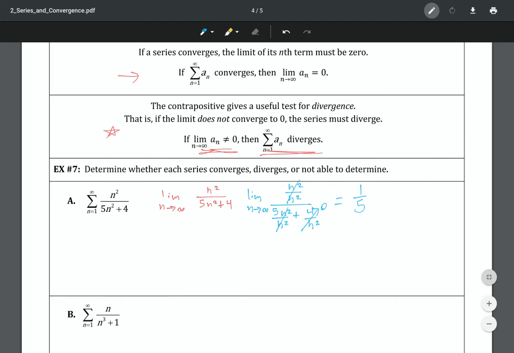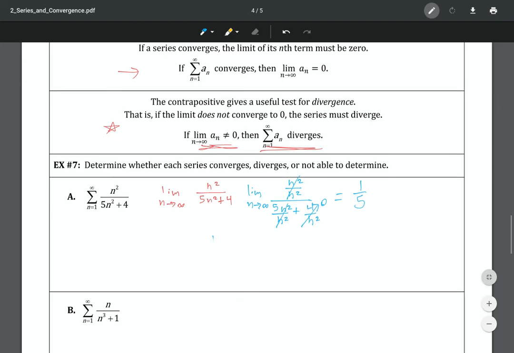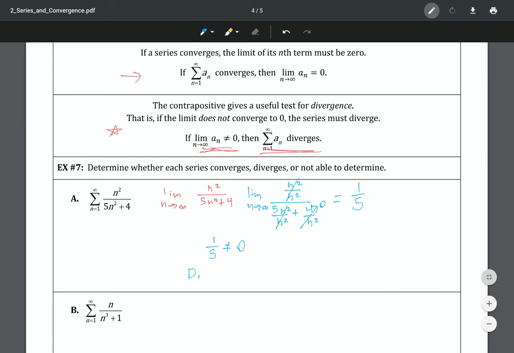Okay, so is that 0? It's not 0, right? Because we know that 1/5 is not equal to 0, then I know that the sum is going to diverge. The sum is going to diverge, meaning the series is going to diverge. So basically, if I take that sum all the way to infinity, it's not going to approach a single value.